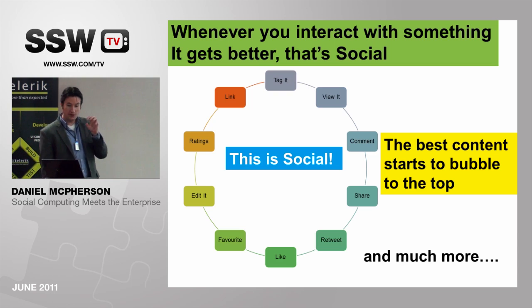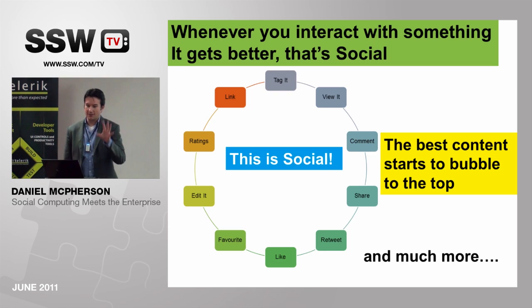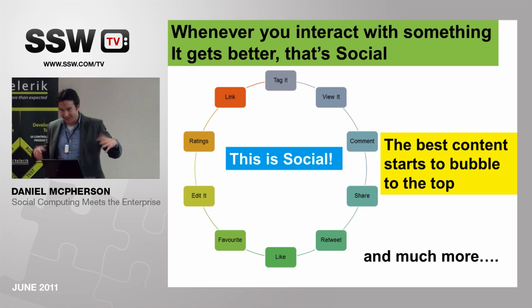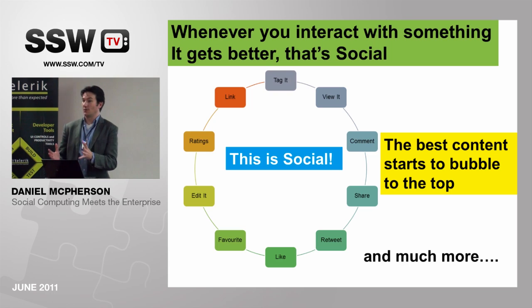And when you combine that with all the other social techniques that are around the outside of that, whether it's commenting on it, sharing it, retweeting it, liking it, favoriting it, editing it, rating it, or tagging it, all of those things together really start to make that content a lot better. And by combining them and looking at the attention they've attracted from your social peers, you can start to work out what you should read. You can start to find the best stuff in your organisation bubbles to the top. And that's incredibly useful for us.